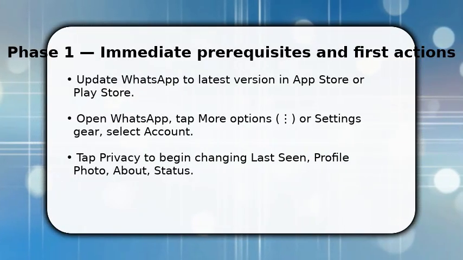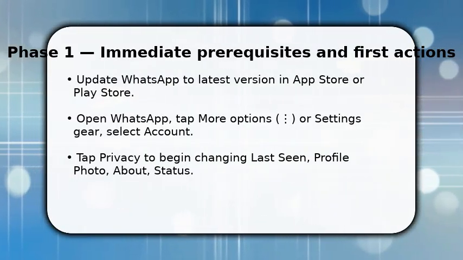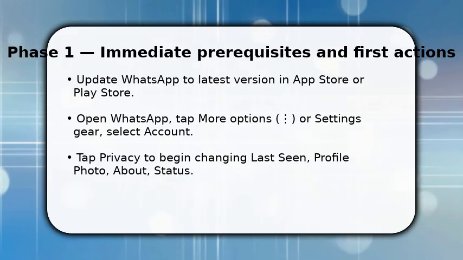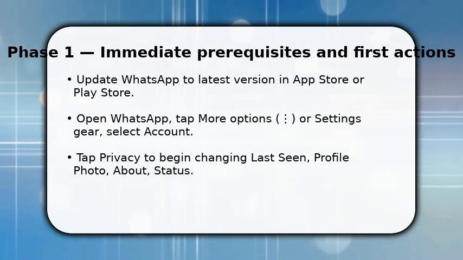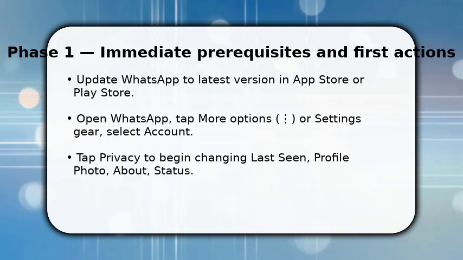You start by making sure the app is up to date. This avoids missing new privacy features. Once done, open the app and go straight to Settings, then Account. Tap Privacy to enter controls.